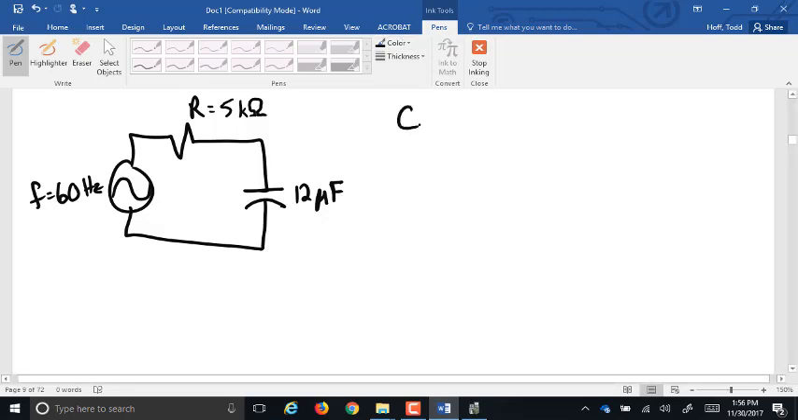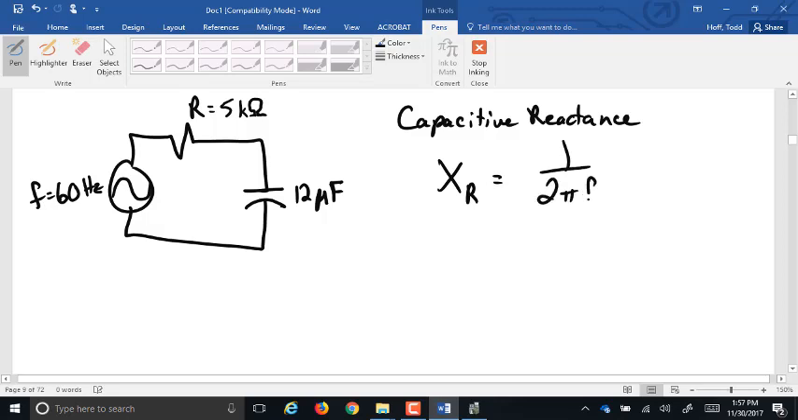The capacitive reactance is XC equals 1 over 2 times pi times the frequency times the capacitance. So that's 1 over 2 times 3.14 times 60 times 12 microfarads. Micro is times 10 to what power? -6. It's a millionth. So that would be 0.000012.